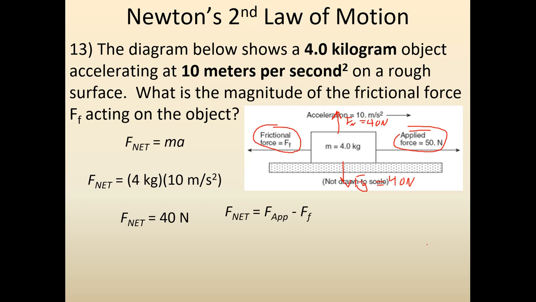So I get F net equals the applied force minus the friction. I'm subtracting them because of the fact that I know friction is going to the opposite direction. I plug my known numbers in, and I get that the frictional force is 10 newtons. Now, there's a few other things that I want to point out to this because this question actually perfectly illustrates some things that I really want you to make sure that you do as far as setting up your problems.